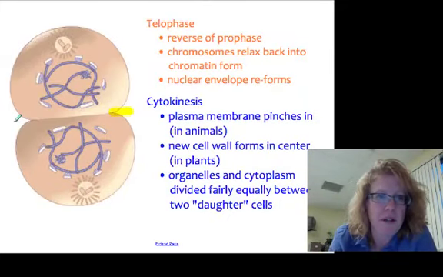Last bit, telophase. Check out that cleavage right there. Look at that. It's terrible. All you guys are having butt jokes as we're talking about it.